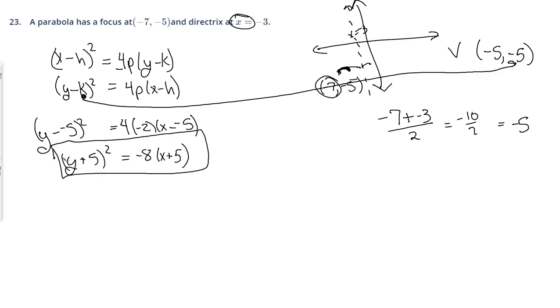And like I said, on these problems, I am going to ask you what your vertex is, what your P is, and the equation. That way I can kind of track what you're doing and give you credit if you get parts of it right.